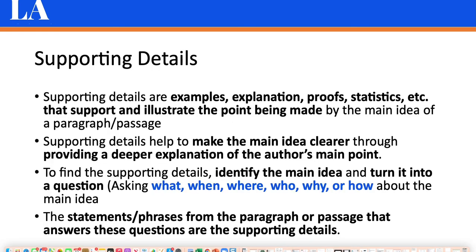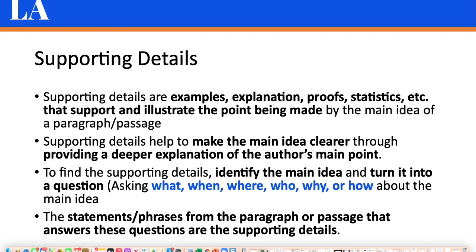Remember, when finding the supporting details, remember that supporting details are examples, explanations, proofs, statistics, etc. that support and illustrate the point being made. Supporting details help to make the main idea clearer, providing a deeper explanation of the author's main point. To find the supporting details, you must identify the main idea. Sometimes they'll give you the main idea. They'll tell you the idea they want you to look for. And other times you may have to find the main idea.